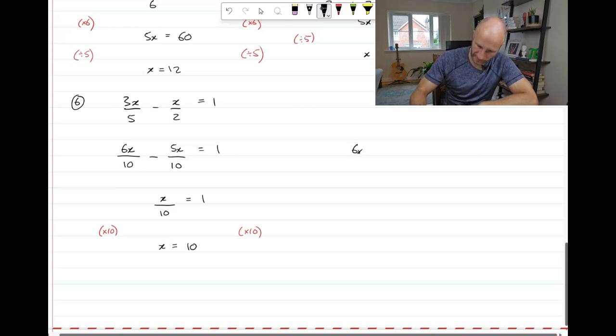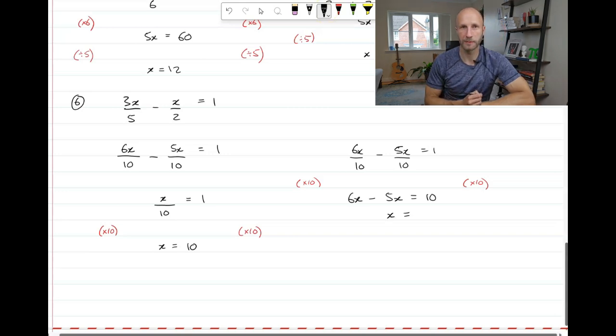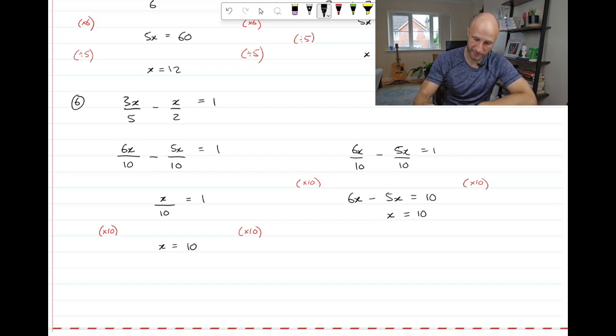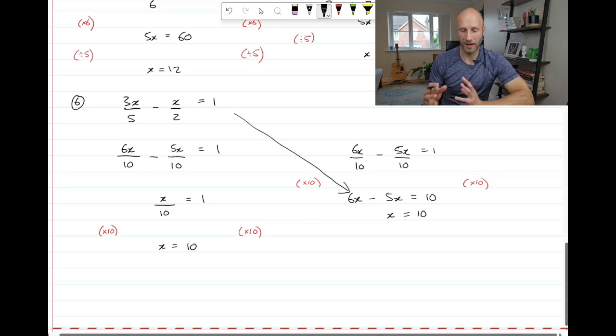Or at this stage, I'm quite happy for you to say, well, actually, I want to get rid of those fractions as early as possible. And now I've got the same denominator. I'm going to times up by 10, clears this, and I'll get that, because I've got to times both sides, and then 6x minus 5x, I will get the same answer. There is a technique where you can go kind of straight from here to here, but I'm just going to leave that out for confusion for now.